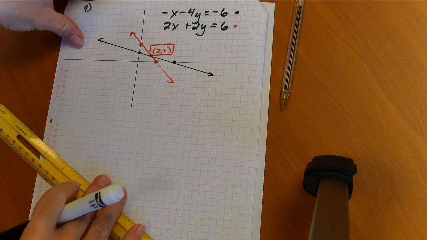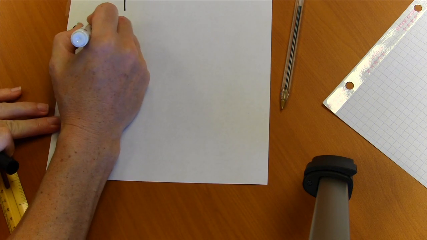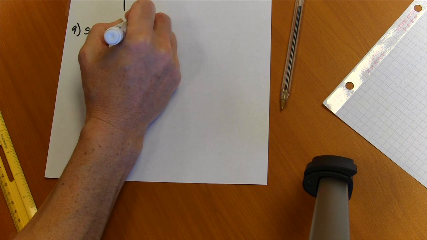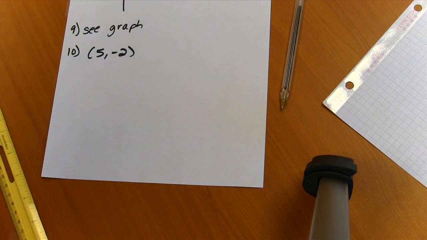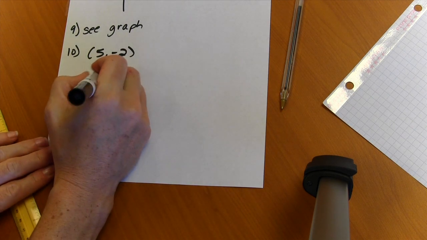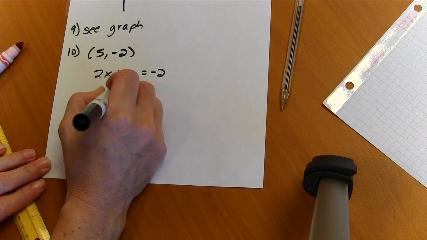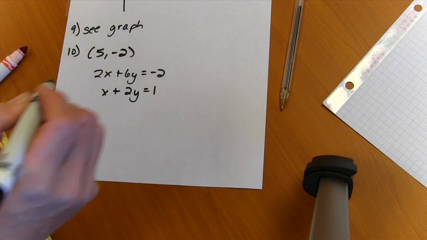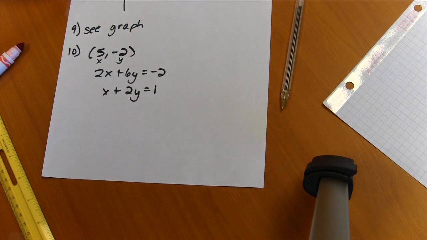Number 10. Keep that handy for another graphing question. See, graph. Is (5, -2) a solution? Well, there's 2 ways you can go about doing this. Option A is to go ahead and just solve it and see what you get. Option B is to plug these 2 values in for x and y. If the point satisfies both equations, then it's a solution.